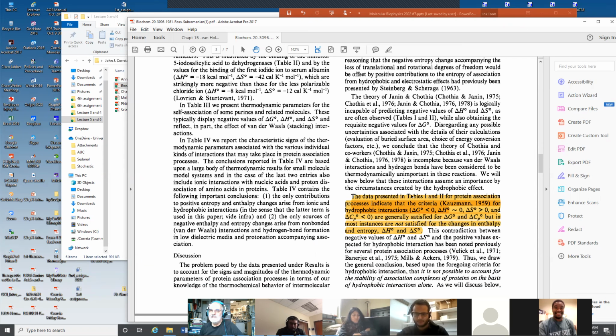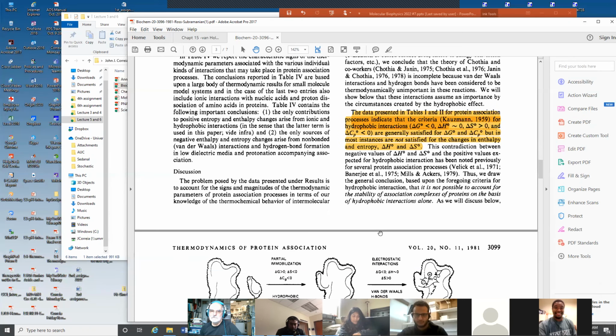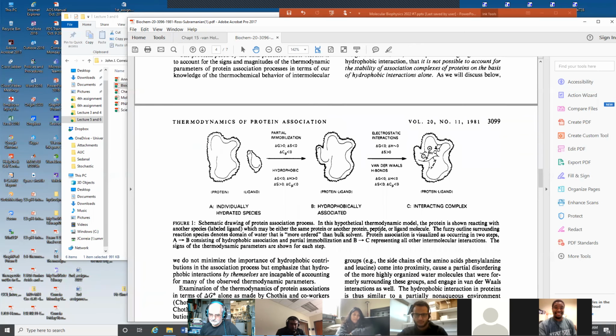Okay, and so the data in table 1 and table 2 for protein association processes indicates that this hydrophobic interaction, okay, entropy favorable, enthalpy approximately 0 or unfavorable, because you're breaking the water-water interactions, generally are not satisfied. And in fact, the enthalpy and entropy contributions are really going to be mostly negative from a lot of the criteria that we see in this discussion. Okay, and so it becomes a much more complicated question.